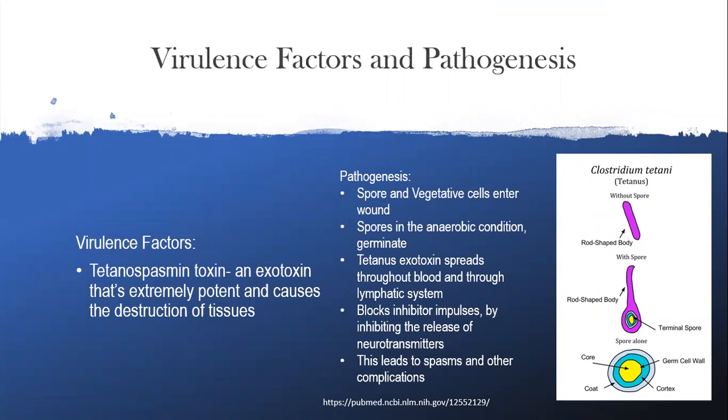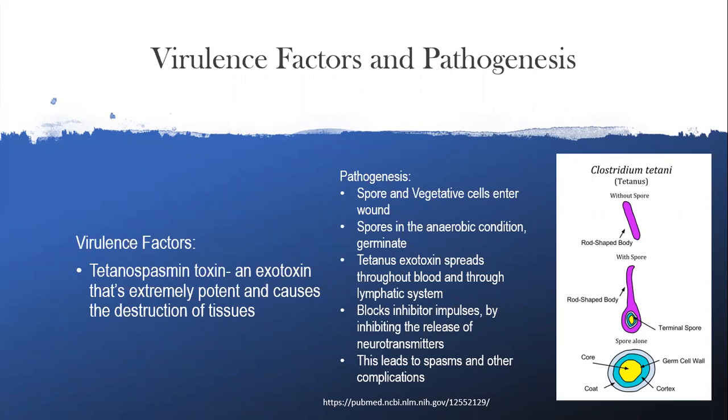Some virulence factors and pathogenesis. The virulence factor is the tetanospasmin toxin. It's an exotoxin that's extremely potent and causes the destruction of tissues in your body. And as you can see on this little picture I have over here, this is just the evolution of the spore and how it grows its little shape, the little drumstick shape, like I mentioned before.